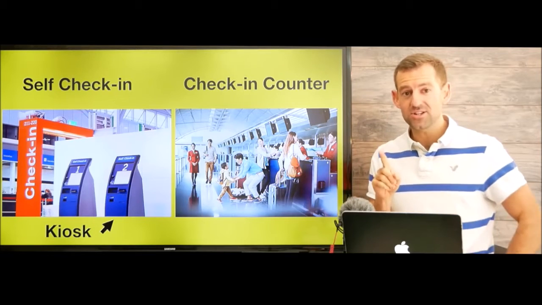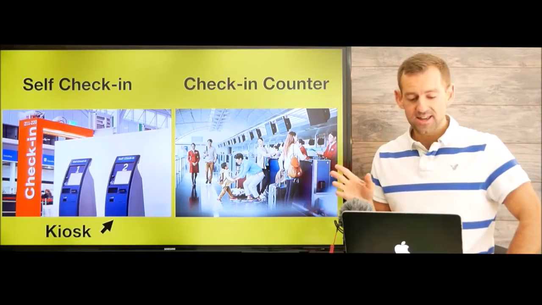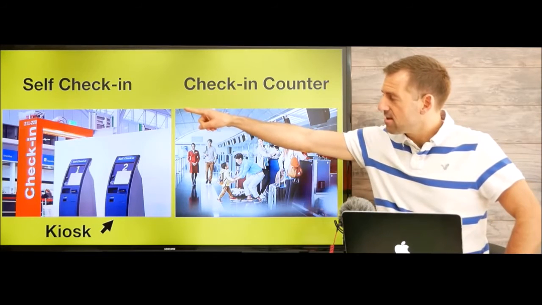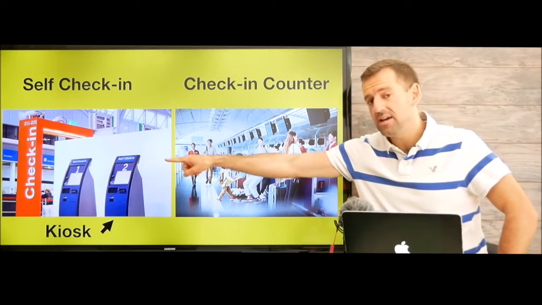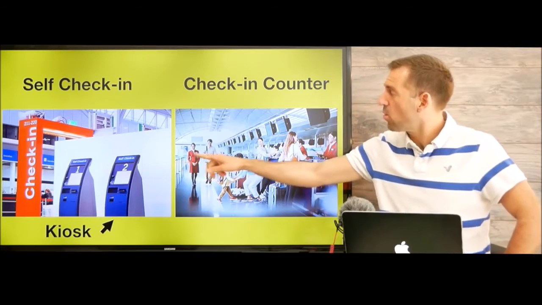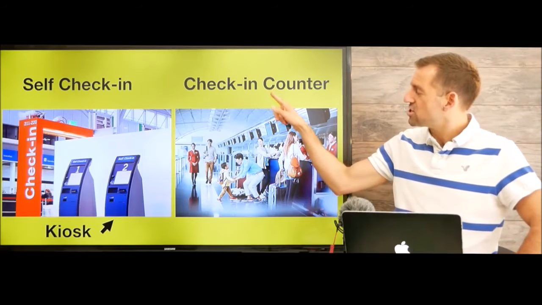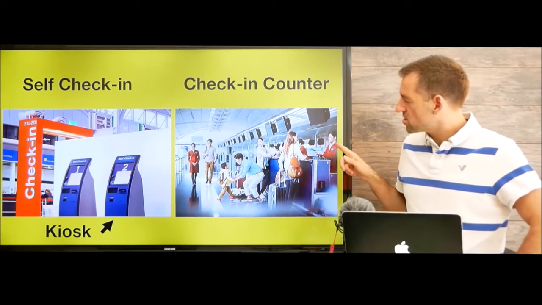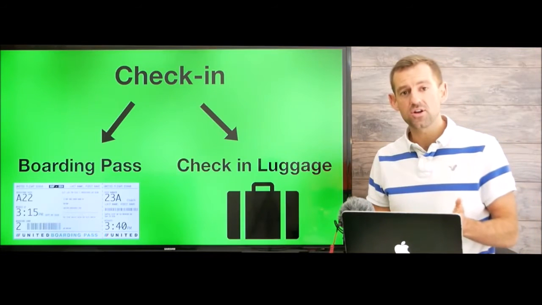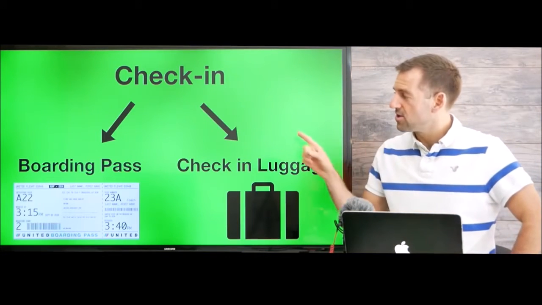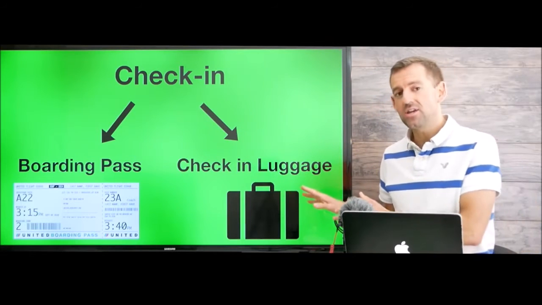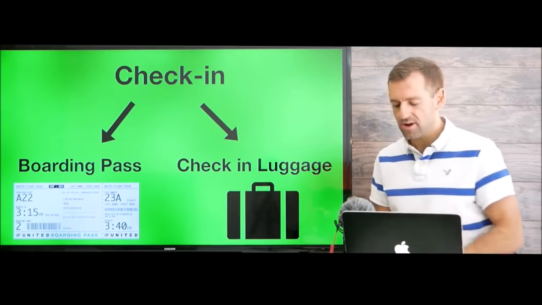That's the first thing you need to do. You need to find check-in. Now there's two ways to do this. You can go to self-check-in and you're going to use a kiosk. Those things are called kiosks. You're going to use that to check in, or you're going to go to a check-in counter. Okay, and you're going to talk to this lady here. Now at check-in, you're going to do two things, right? You're going to get your boarding pass, and you're going to check in your bags, your luggage, right?